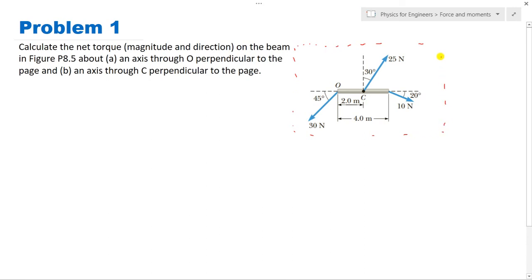So what is our first axis, class? Let's say axis O. Since the problem says axis O is the first requirement, perpendicular to the page. So where is axis O? This one. Class, where is our second axis? Letter B is the question or requirement. Where is it located?